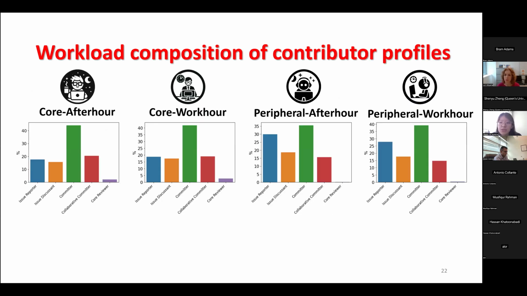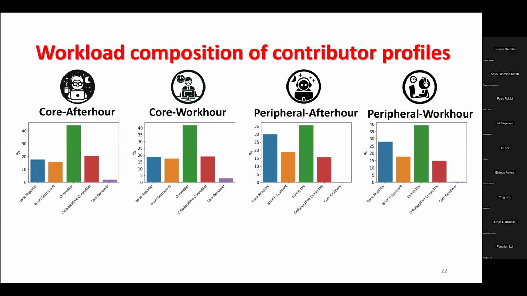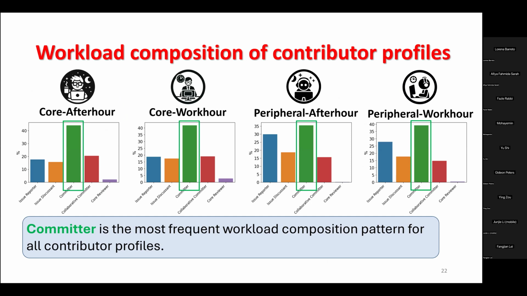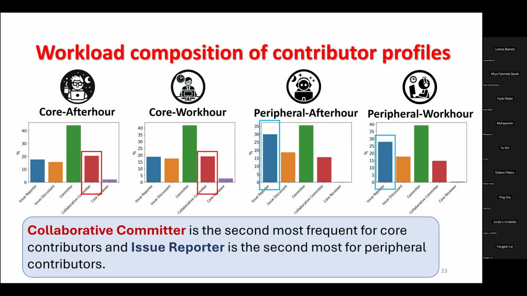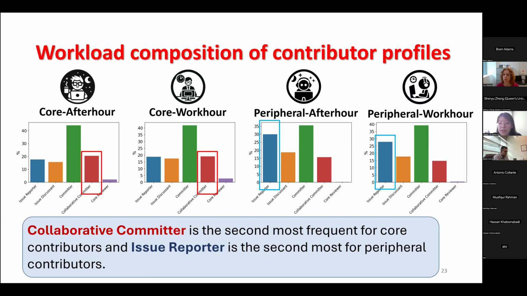We study the distribution of different workload compositions in each profile and use chi-square tests to compare the distribution between profiles. We first find that the committer is the most common workload pattern in all profiles, which means that the majority of our contributors are still focusing on making commits. But the second most common pattern for core contributors is collaborative committer, which means they often engage in a mix of coding, mentoring, and project management activities.